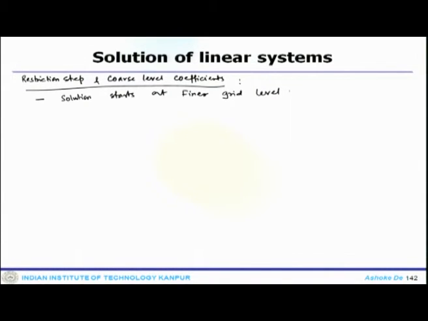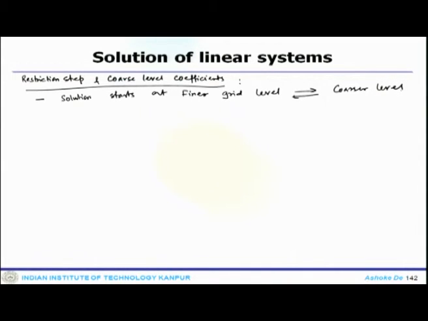After performing a few iterations, the error is transferred or restricted to a coarser grid level, and the solution is found at that level. Then after performing a few iterations at that level, the error is restricted again to a coarser level, and the sequence of events is repeated. So, the solution starts at the finest level, then you carry out some number of iterations, move to the coarser level, carry out some iterations, and then go back and forth. This is how it is done.